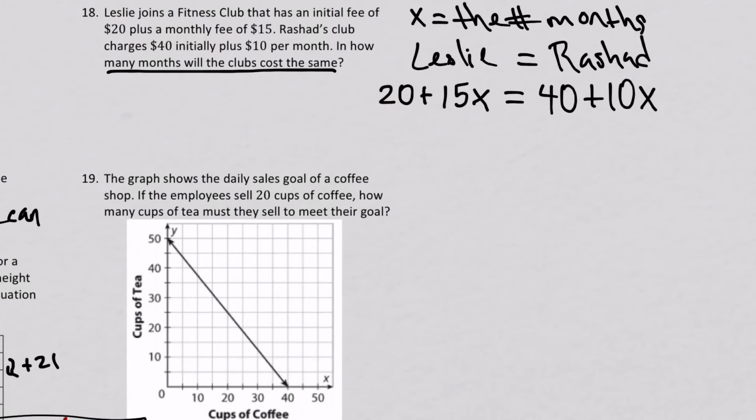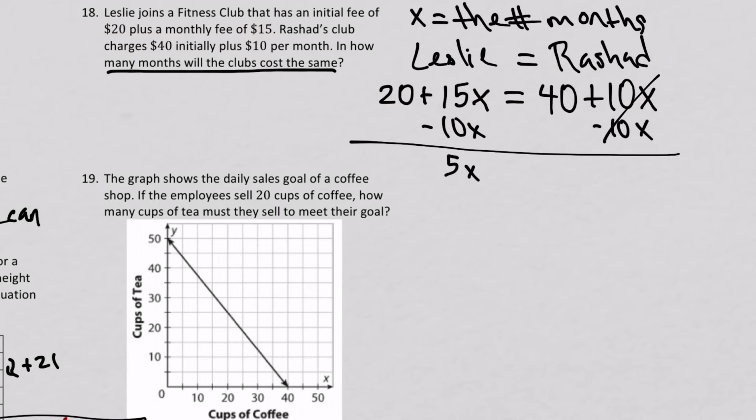So I'm going to go ahead and subtract 10x from the right side, which will make it go away from the right side. But I have to do it on the left side as well, okay? So the 10x and the negative 10x cancel. On the left side, 15x and negative 10x become 5x. And the 20 comes down. And on the right side, all I have left is 40.